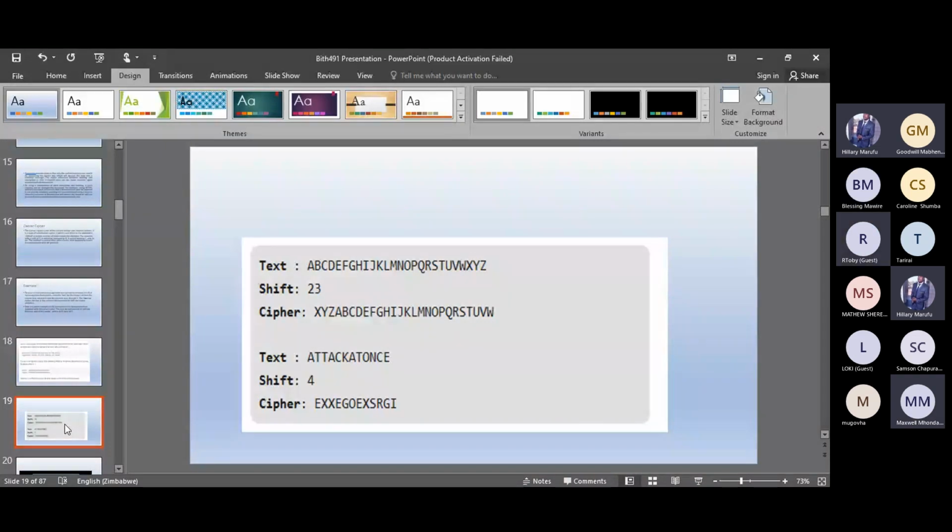So you're not only limited to shifting it once. You can shift it 25 times, you can shift it 10 times to the right or the left. It all depends on you. The sky is the limit.